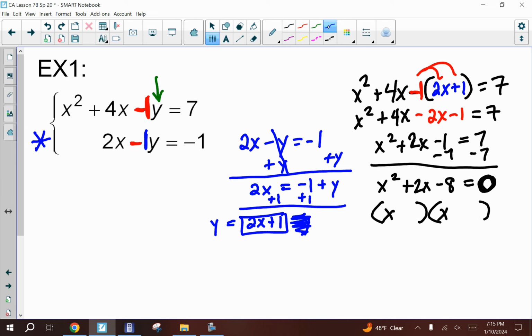So we need to find two numbers that multiply to -8, but combine to 2. The list for -8 would be 1 and 8 or 2 and 4. In order to make a positive 2 out of that, it's got to be the 2 and the 4. So we got to stick a 2 here and a 4 here.